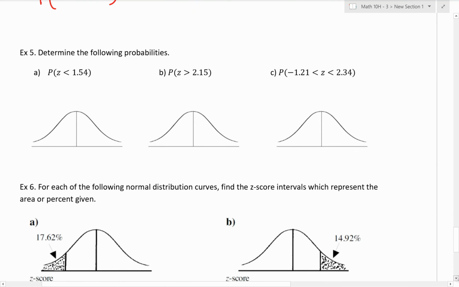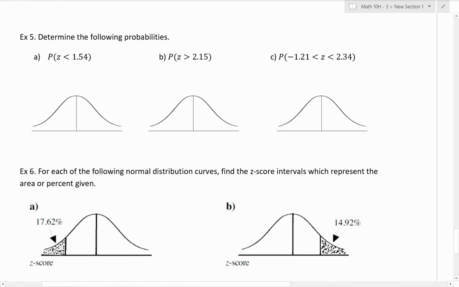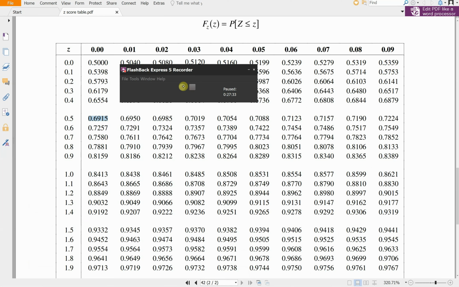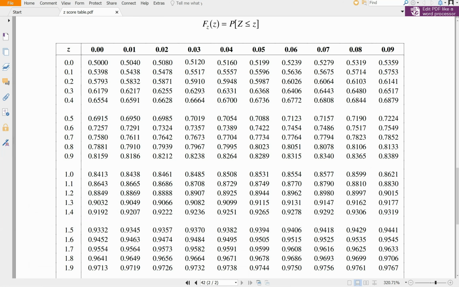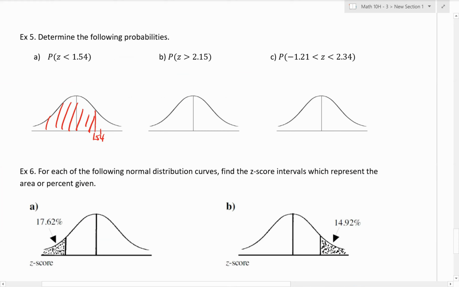Let's look at example number 5. We are going to look at the probability that z is less than 1.54. You know what? Why don't you practice it? I'll do parts B and C, and you can practice this one. Hopefully you find the answer here. 1.54 is right here: 1.5, and the hundredths place is 0.04, so it's 0.9382.